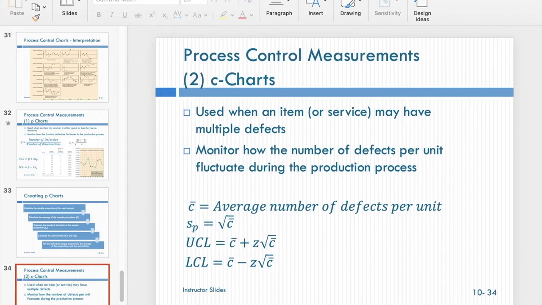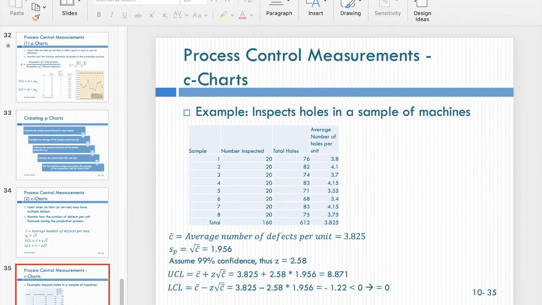Based on the confidence level that we provide to you, you can figure out Z, or we directly tell you Z. You can build up the UCL and also the LCL for the C chart. UCL is basically C bar plus this whole thing. The LCL is basically C bar minus this whole thing. Okay, it's very standard. Let me give you an example here.